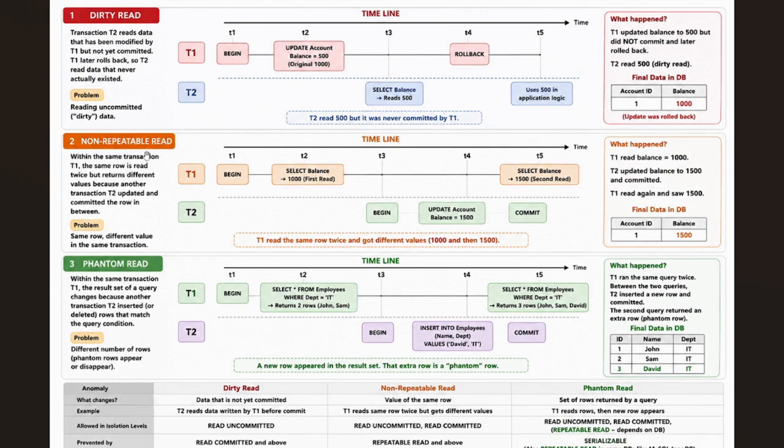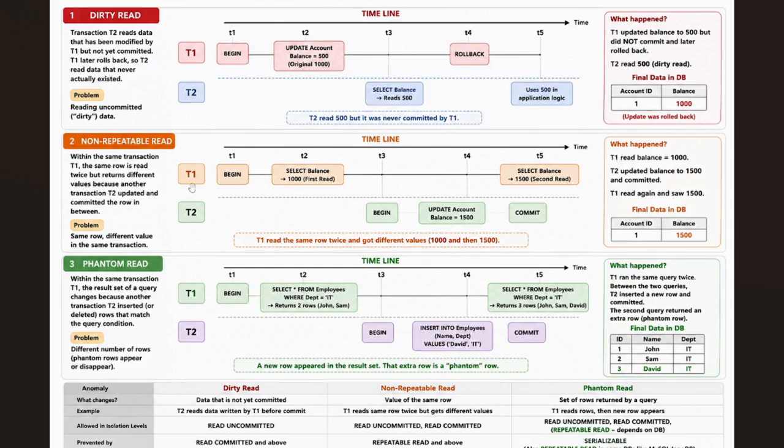Now the second one is non-repeatable read. What happens basically is that within the same transaction, say T1, when I'm executing the same query, I'm getting different results. Within the same transaction at different timelines, I'm getting different results for the same query. Just keep this in mind. When we say non-repeatable read, if I'm reading data, it is not getting repeated. So this is non-repeatable within the same transaction.